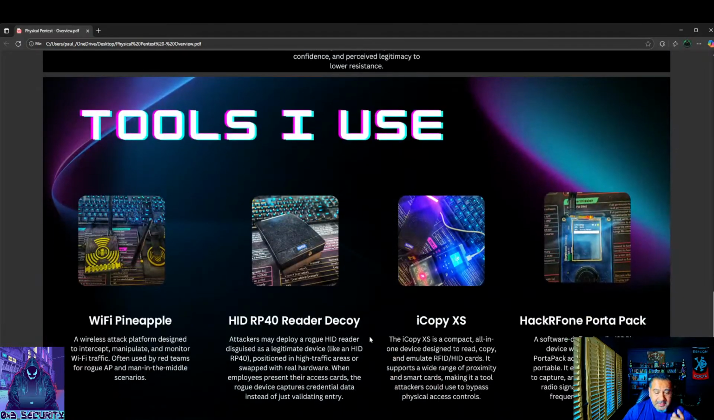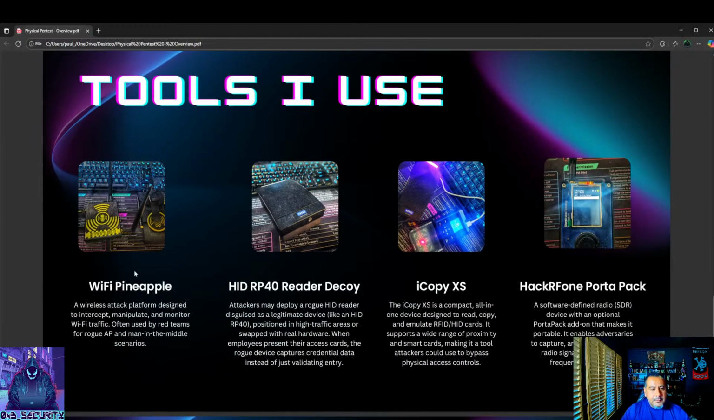So some of the tools I use, again, these are just some of them, not all of them. Wi-Fi Pineapple, the Nano. I put that on my backpack, even at the airport when I travel. Some people question it, some people don't. This is an HID, this is what I was talking about, an HID RP40 reader decoy. There's a company, when I started at Box, called Reader Covers. It fits all the HID models, even the new ones. You could slap on a reader cover that says out of service, use 3M tape and slap this right next to it. It has a battery pack inside.